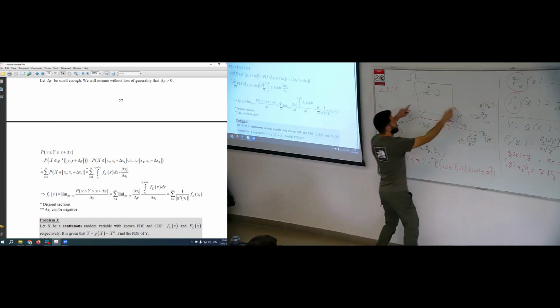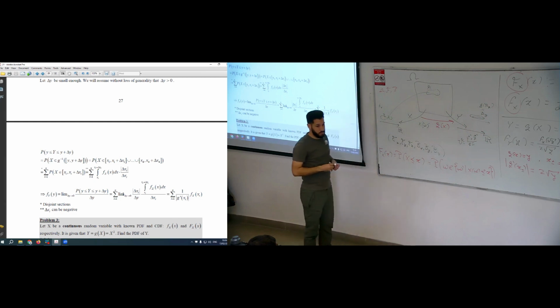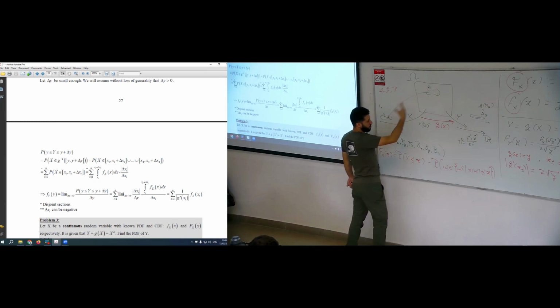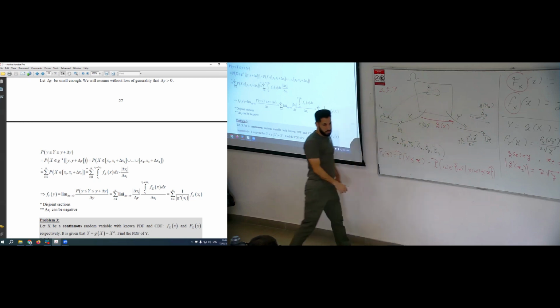Because both of them describe the same event. You can suppose that this function is invertible. So we know you can compose functions. Okay? You can compose functions.